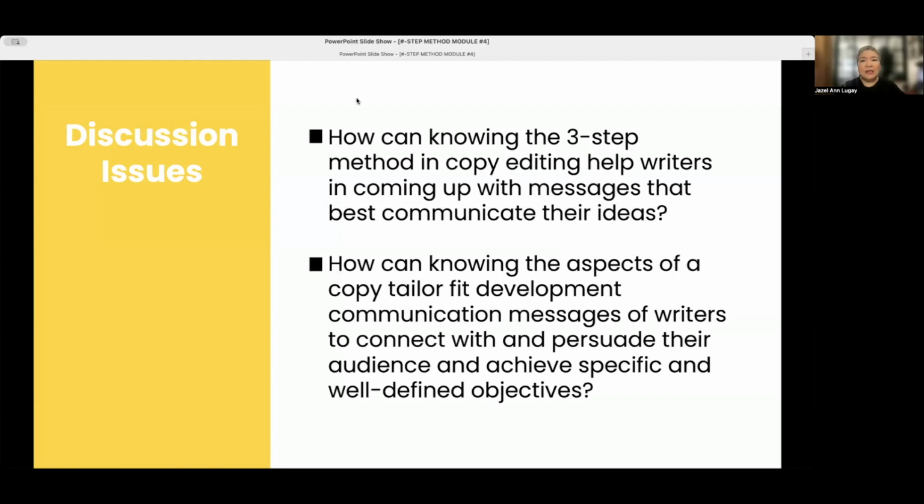As we discuss, please keep the following in mind. How can knowing the three-step method in copy editing help writers in coming up with messages that best communicate their ideas? And how can knowing the aspects of a copy tailor-fit development communication messages of writers to connect with and persuade their audience and achieve specific, well-defined objectives?